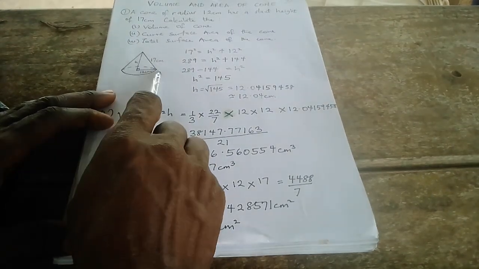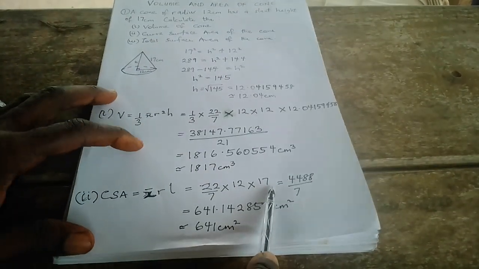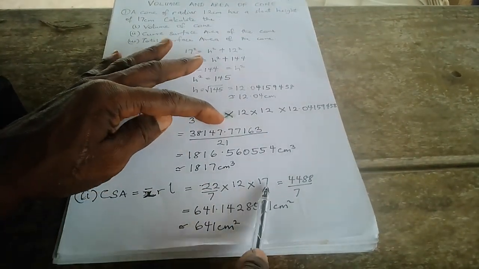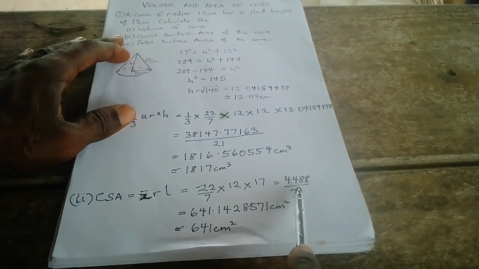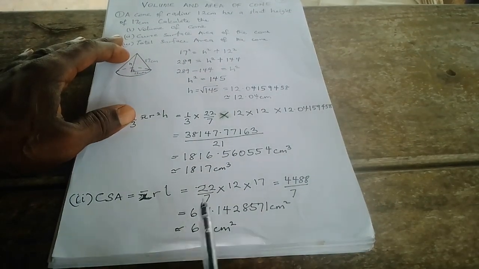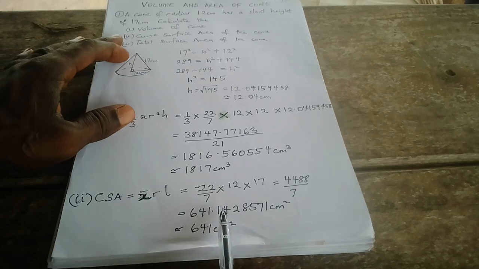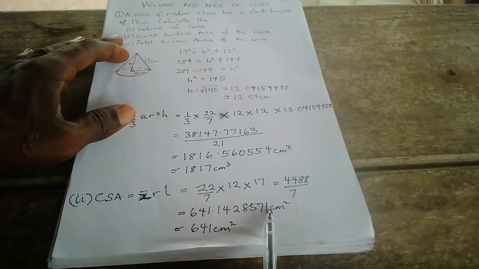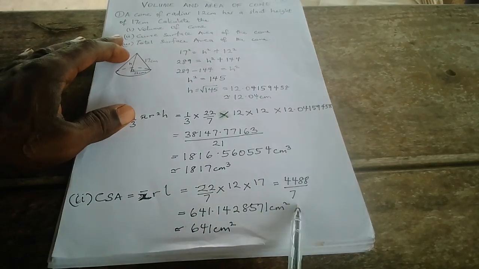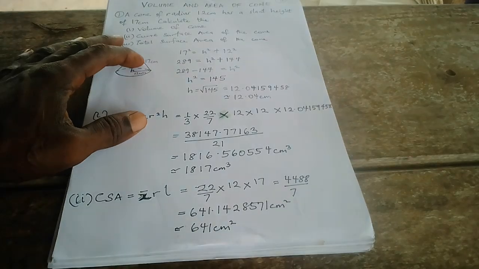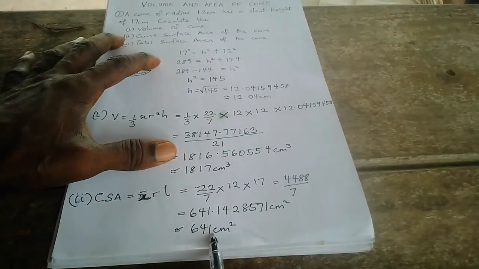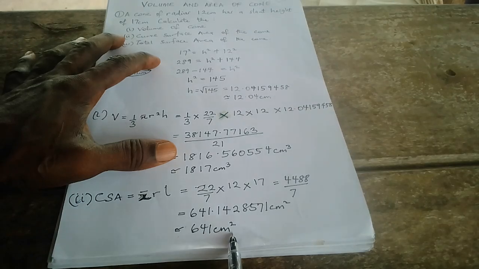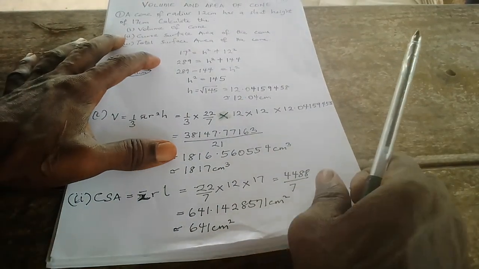The slant height is 17. So 22 times 12 times 17 will give us 4,488, divided by 7. So we get 641.1428571 centimeters squared. The unit of area is square units. So that means we have 641 centimeters squared as the curved surface area of the cone.